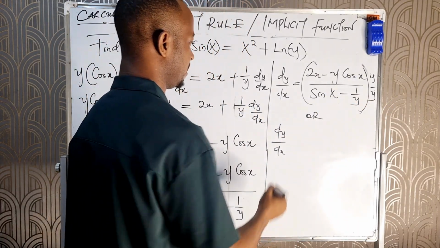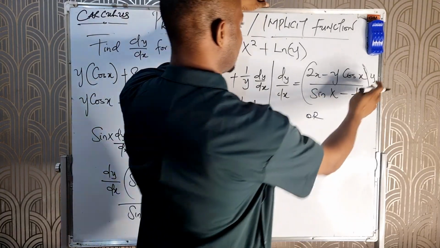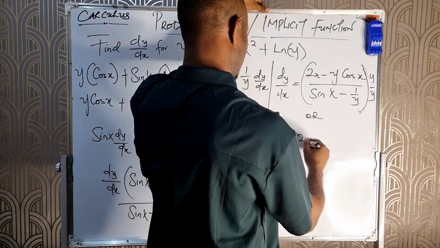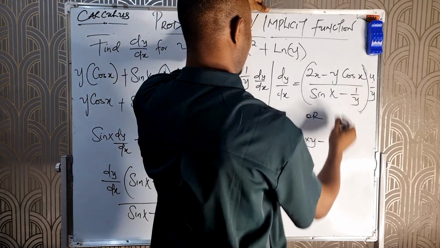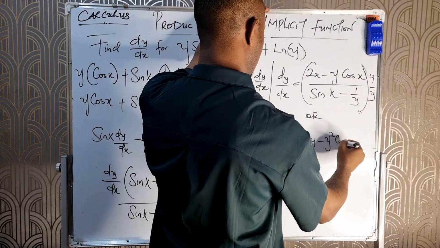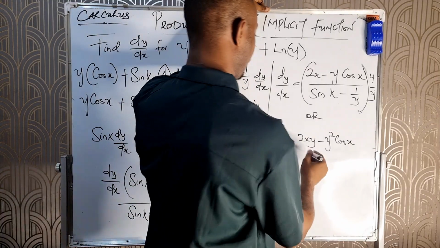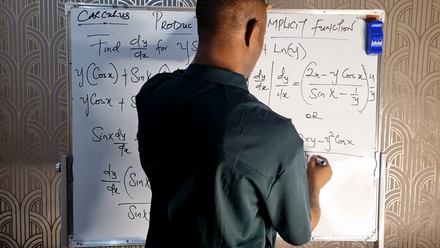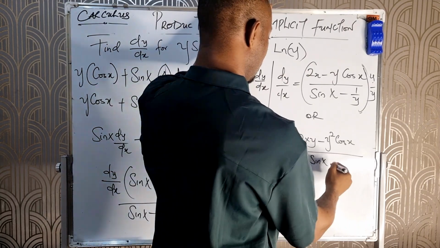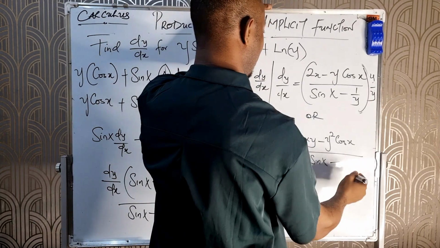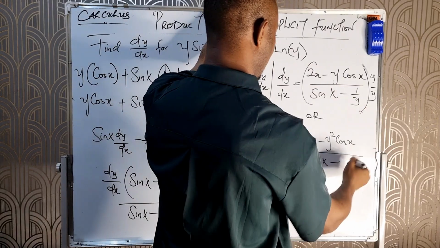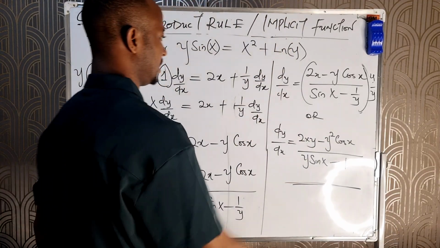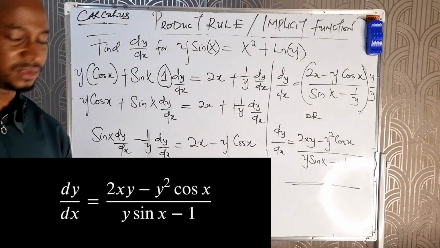So let's see what the result will be here. I'm going to have y times 2x, which gives us 2xy, minus y times y cos x, which gives us y squared cos x, divided by y times sin x, which gives us y sin x, minus y times 1 over y, which gives us 1. So this can also be the final answer. Either you stop here or you stop here. Okay, so let's proceed.